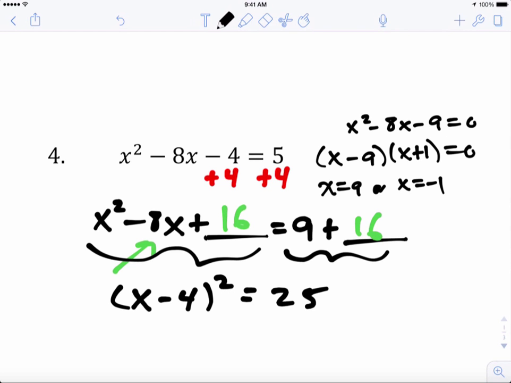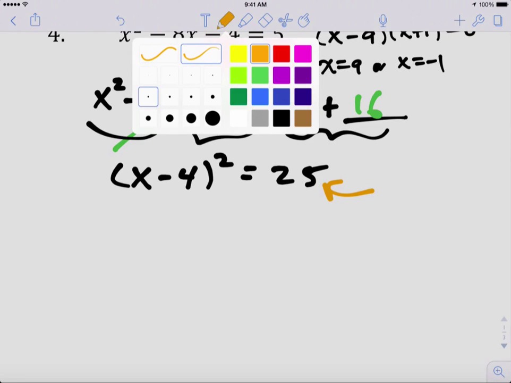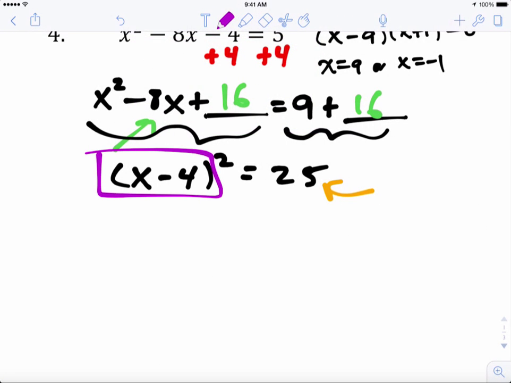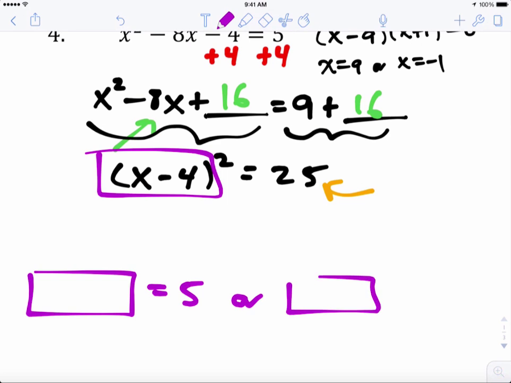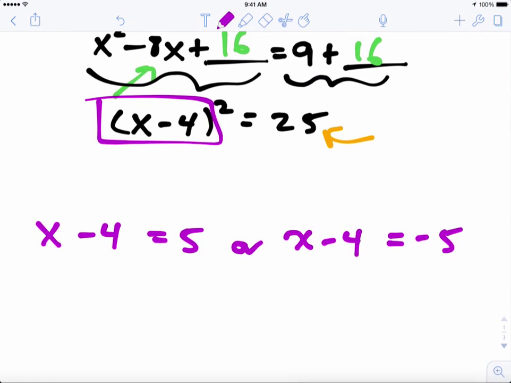Ding, ding, ding! Note to self: when we take the square root of both sides, 25 is a perfect square. We're going to get some nice rational numbers, right? If you tell me that something squared equals 25, that something better be equal to positive 5, or negative 5. Aha! We end up with x minus 4 equals 5, or x minus 4 equals negative 5.